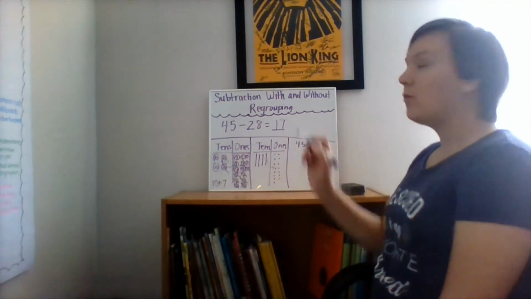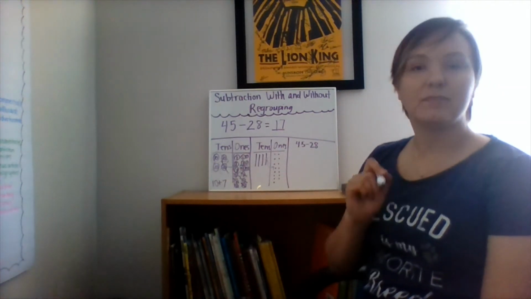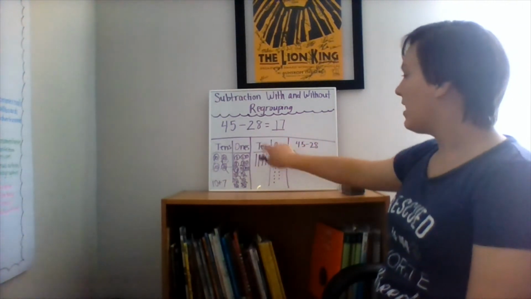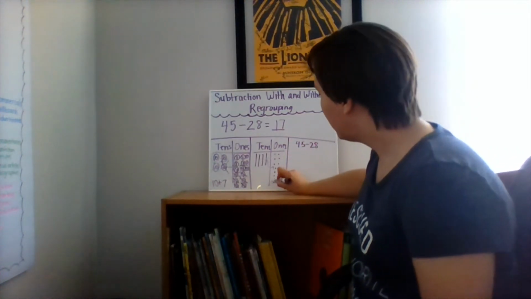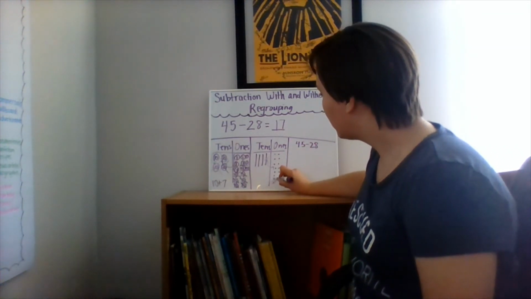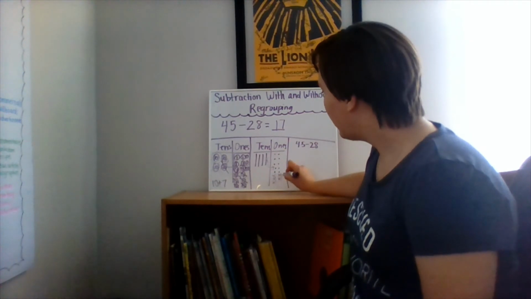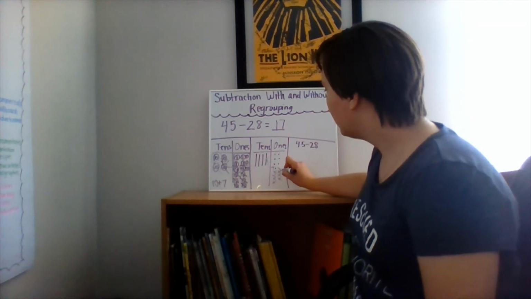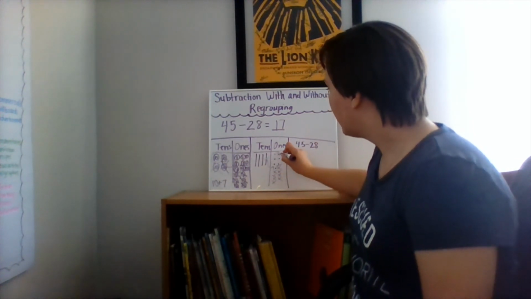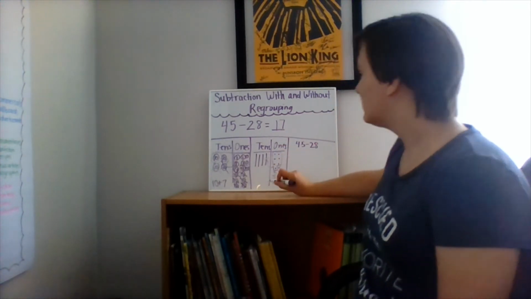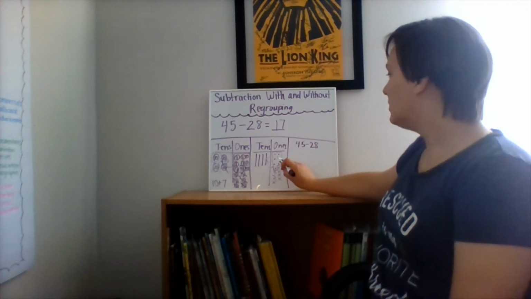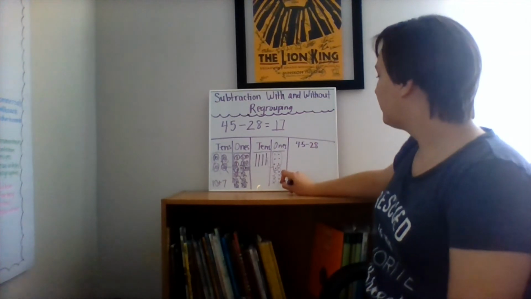All right, now do I have enough ones to give? Yes. So let's take away 8 ones. Let's count them out here. 1, 2, 3, 4, 5, 6, 7, 8. That leaves me with how many ones left? Let's count. 1, 2, 3, 4, 5, 6, 7.